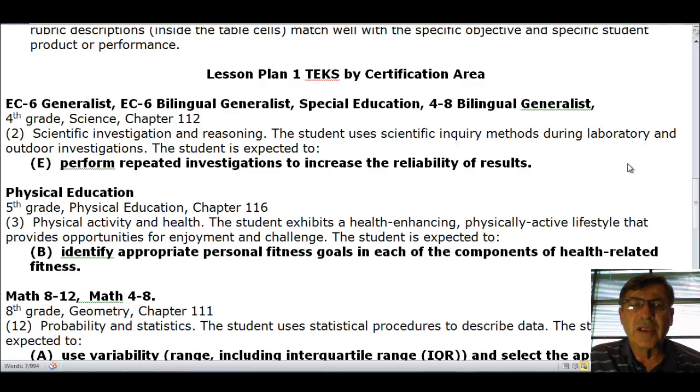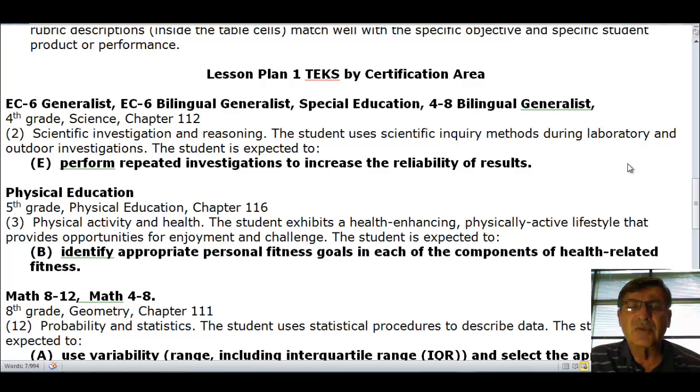For this week's lesson plan for the elementary and special education teachers, I'm going to give a few tips on how to approach this lesson. First, this is 4th grade Science, Chapter 112.2, Scientific Investigation and Reasoning. The student uses scientific methods during laboratory and outdoor investigations.